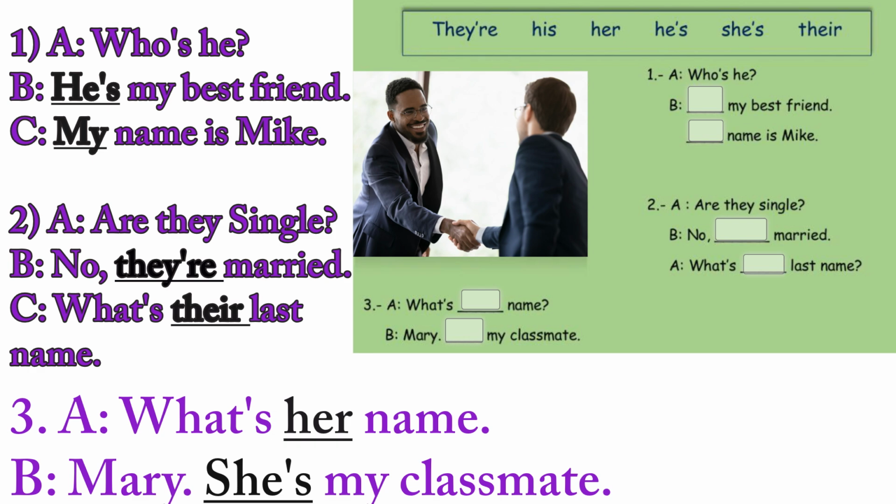Let's see if you got the right answer choices. 1A, who's he? 1B, he's my best friend. 1C, my name is Mike. 2A, are they single? 2B, no, they're married. 2C, what's their last name? 3A, what's her name? 3B, Mary, she's my classmate.